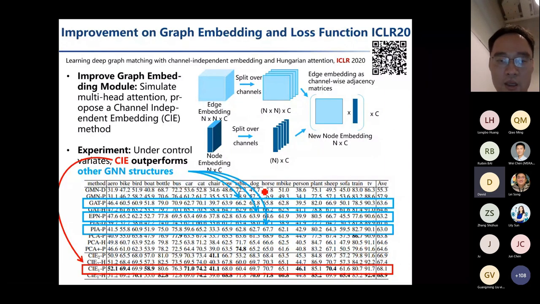So this is another follow-up work, trying to improve the performance. One thing is to introduce a new edge embedding technique beyond the node embedding, because we have a graph and we have the edge information. So we had better extract that information more effectively.